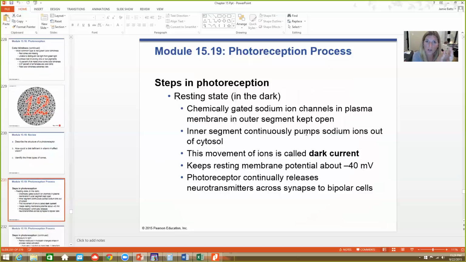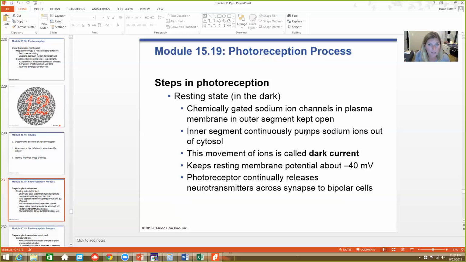So first you have the dark. In the resting state, your rods and cones are inactivated in the dark. Chemically gated sodium ion channels in the plasma membrane are kept open in that outer segment. The inner segment is continuously pumping out sodium ions, and this is called a dark current. It's in the dark, makes sense, right? Coming in, going out, coming in, going out. You can picture that image that we saw on that last slide, or maybe you have your book open to that picture, so you can imagine this influx of sodium on that outer segment and then the inner segment pumping it out.